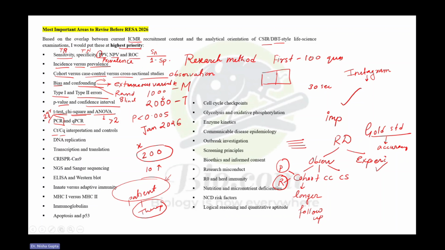And the rest of the topics are from life science subjects, right? Data application, I have taught you. Transcription, translation, we have already studied. CRISPR, NGS, ELISA, this will be my next go-to topic. Okay? Cell cycle checkpoints. All this we have discussed, like enzyme kinetics questions, communicable disease epidemiology, outbreak investigation, screening principles. So these are some of the most important topics that have the highest weightage from your examination point of view, for your recruitment examination that will be conducted by AIIMS.